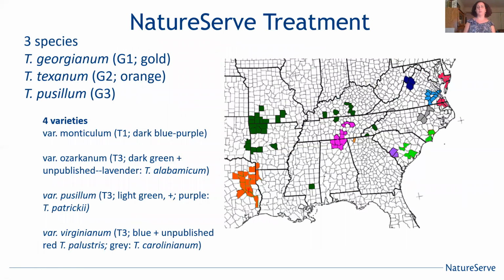In the current NatureServe treatment, we accept 3 species: georgianum, which is this little bit of gold right here, which is globally critically imperiled; texanum, which is in the orange here, globally imperiled; and then the rest of it is still in pusillum. However, we recognize 4 varieties: monticulum, which is the dark blue, globally critically imperiled; ozarkanum, which is the dark green, with the unpublished alabamicum here; what's left of pusillum in the light green, with the unpublished patrickii; and then variety virginianum, which is the blue, with the unpublished palustre and carolinianum.